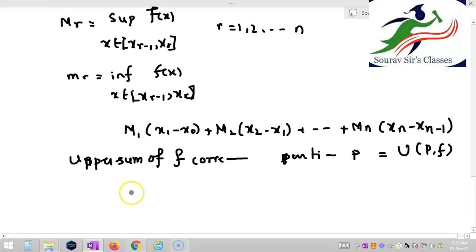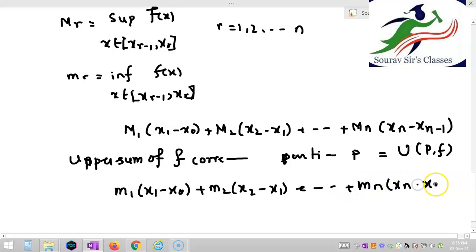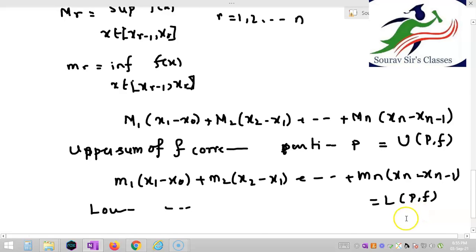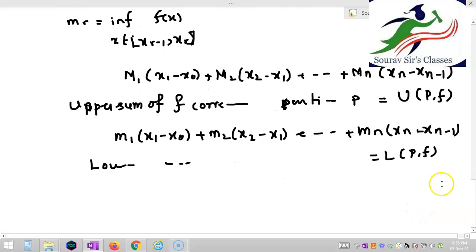Okay, and small m1 with x1 minus x0 plus small m2 with x2 minus x1, in such a way up to small mn with xn minus x(n-1), is known as the lower sum of f corresponding to the partition P. It is denoted by L(P, f). Now observe that for a fixed partition P, U(P, f) is nothing but a real number, and for a fixed partition P, L(P, f) is also a real number.